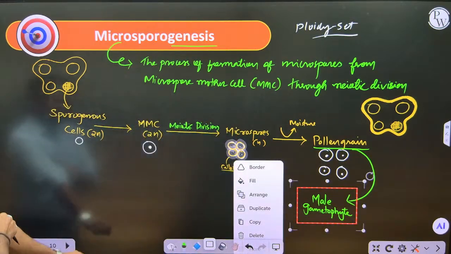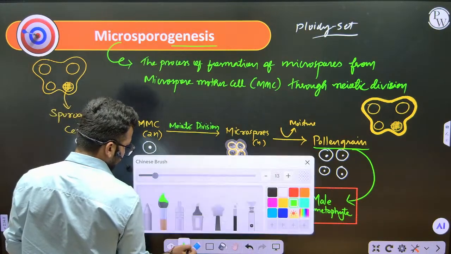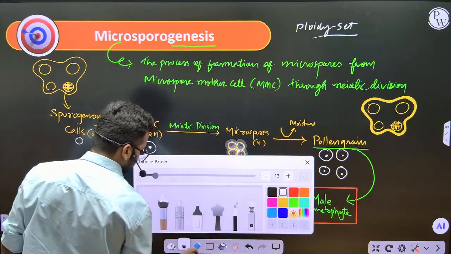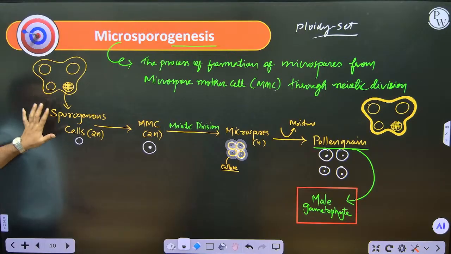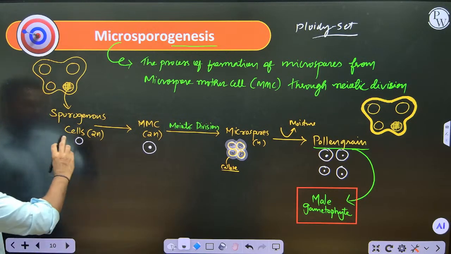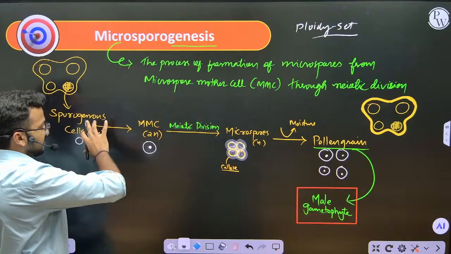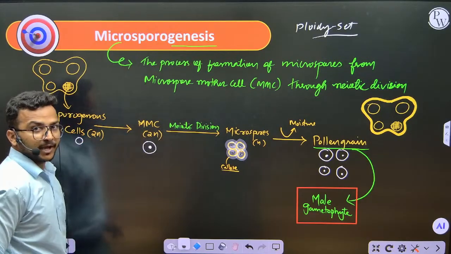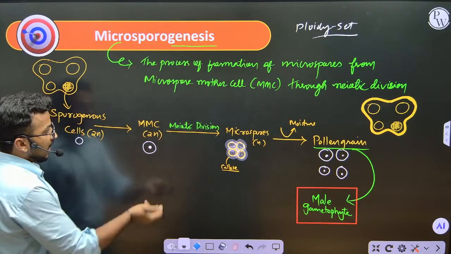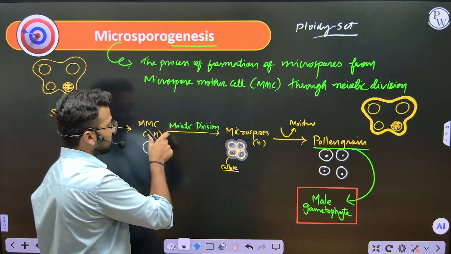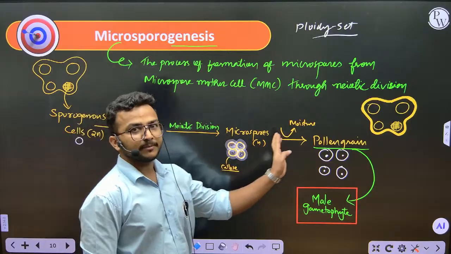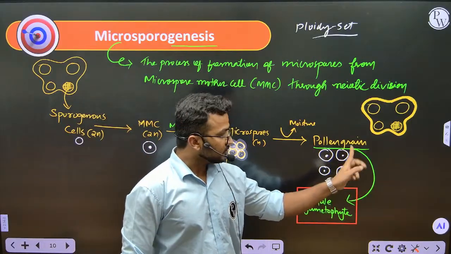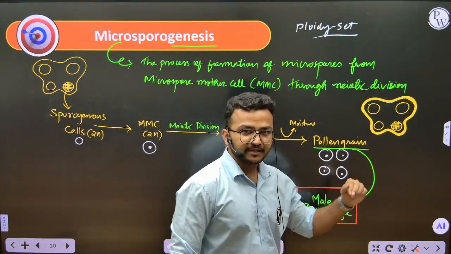So pollen grain is male gametophyte. Initially sporogenous cells were there. The sporogenous cells will be acting as microspore mother cells. After meiotic division, the microspore mother cell will become microspores. Microspores will become pollen grains. Those pollen grains, after maturation, they will distribute.